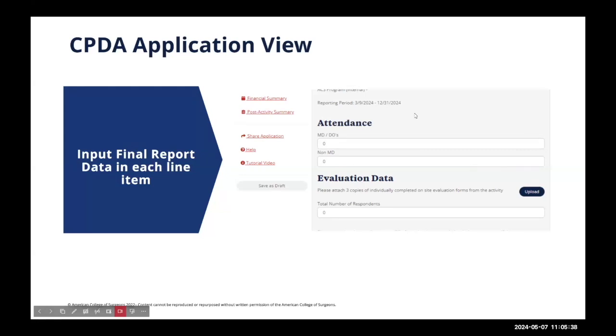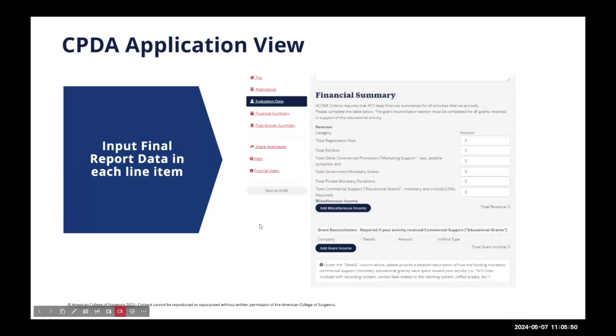of the application portal. And as you can see, each line item has a specific space for you to enter the data. And on the next slide, it's the same scenario with the financial data. We would just ask that you enter the registration fees in the line item. If it's zero, you can just populate it with a zero, please.